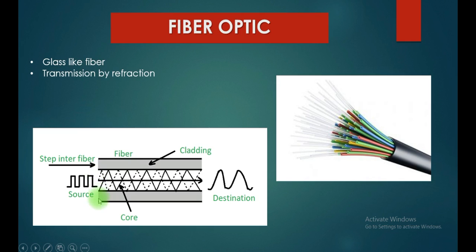So what you find is that the signals are introduced at one end, and it bounces off the inner structures of the glass fiber. All right, so that is what this indicates, bounces, and that is how the transmission of the information takes place.